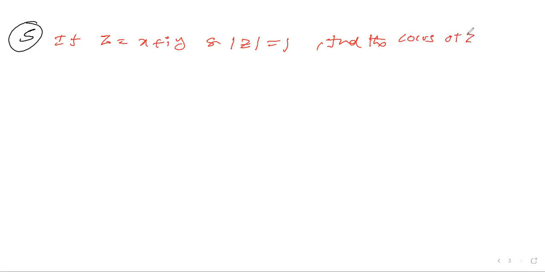Next question is the fifth one. What is the fifth question, Uday? The fifth question is: if z is equal to x plus iy, and they mention one condition, mod z is equal to 1, find the locus of z. This is the question here.